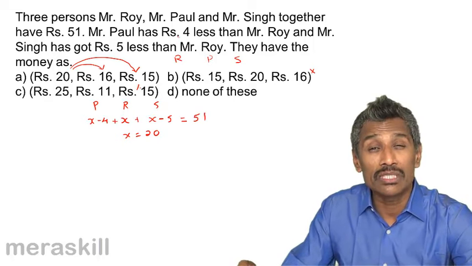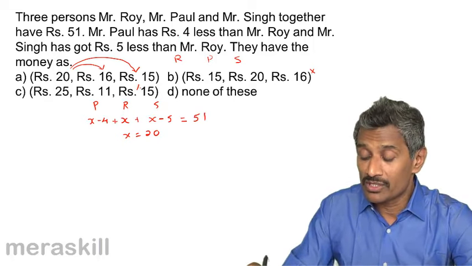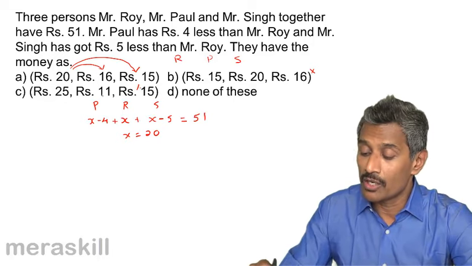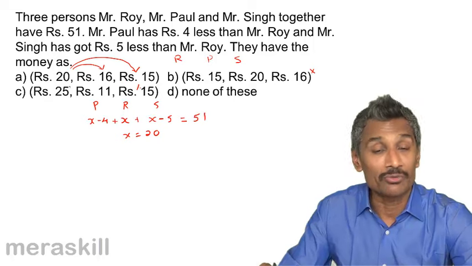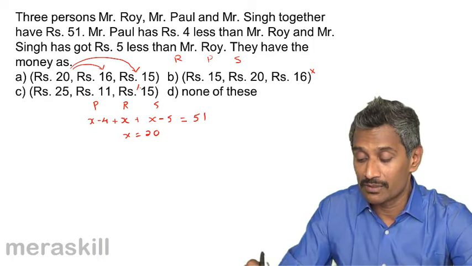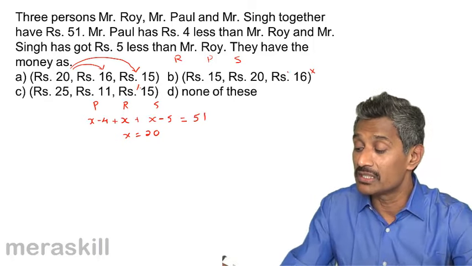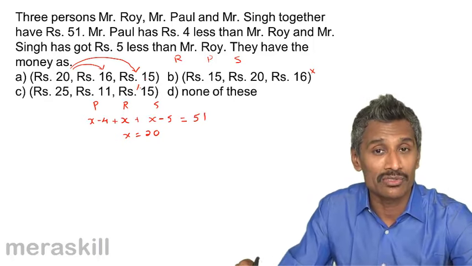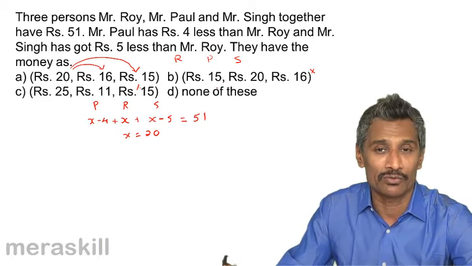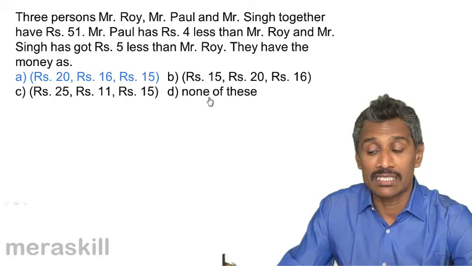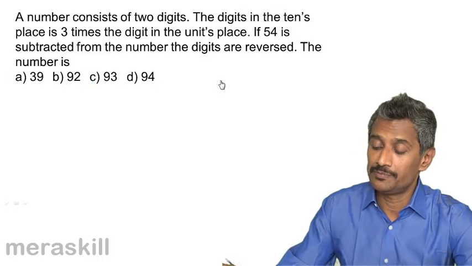Now here you also need to take care. The equation is formed in terms of Roy, but the order is accordingly how we need to do it. You need to be careful about it. So we start with Roy because it's told Roy, Paul and Singh. So sometimes you could even interchange these values, although the values could remain the same. So you have to be very careful over there. Okay, so our answer is 20, 16 and 15.